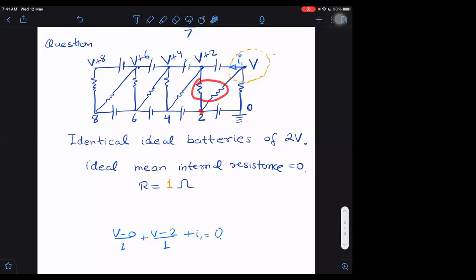Equipotential. I don't know what you mean by equipotential. Are you saying the same potential here and same here? No, sir. Can't we disjoin that, sir? That means two resistors we can take in series. No, these two we can disjoin. No. We can never do that.